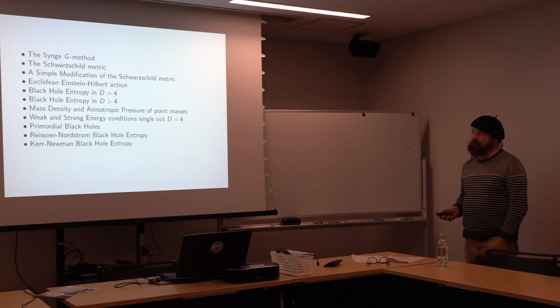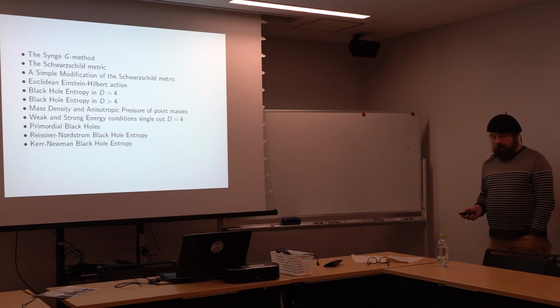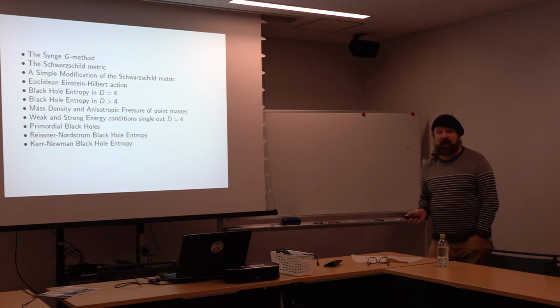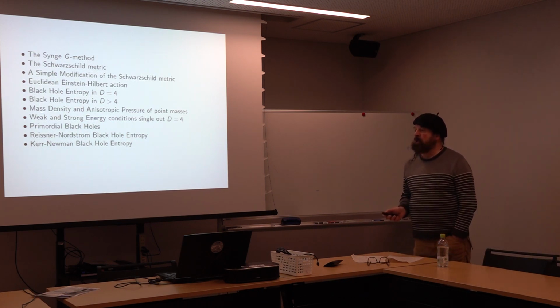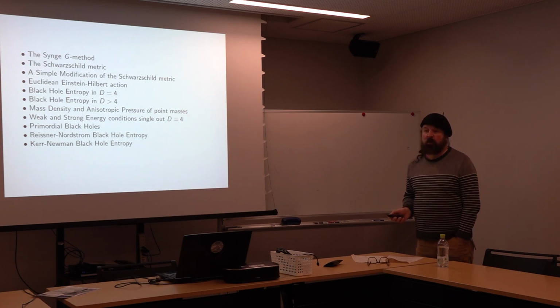Then, if I have time, I'll talk a little bit about what primordial black holes are. These are black holes that are postulated to have been created at the beginning of the universe, when we didn't have any stars, when we didn't have any galaxies. So therefore, the notion of gravitational collapse of a star would not make any sense, because there are no stars to begin with. So I'll talk a little bit about that.